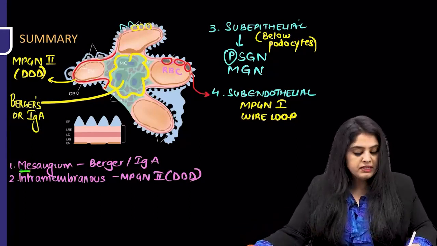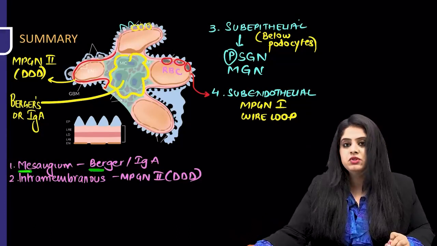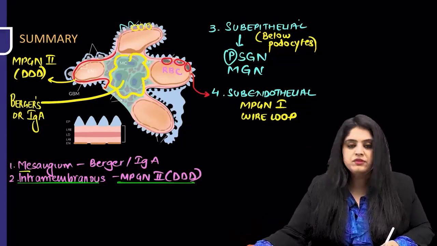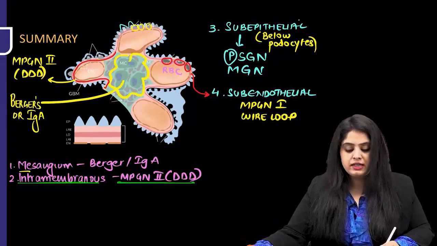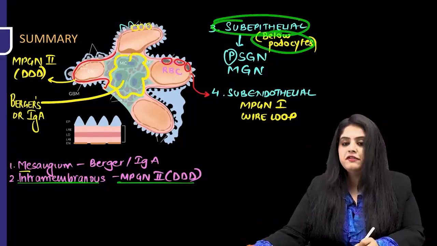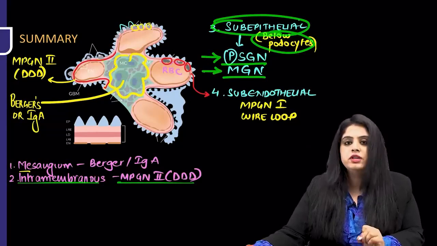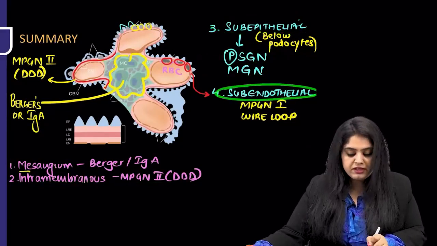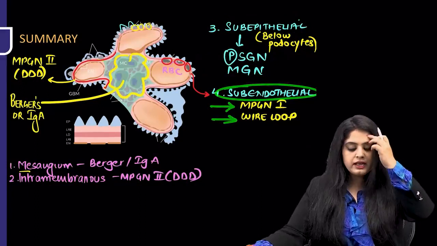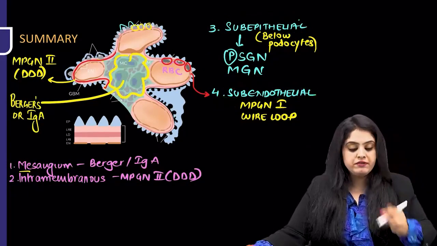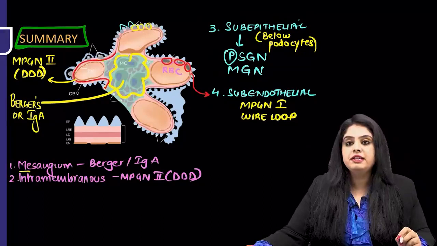Repeating. So middle में क्या था? Middle में, between में Berger's. Intramembranous, the name of the disease, dense deposit disease, MPGN type 2. Subepithelial, touch the feet. So a kid will touch the feet of an elderly person. So PSGN for kid and MGN for elderly. And whatever is left, that is subendothelial, that is MPGN type 1 and wire loop lesion. Very, very important summary that you have in kidney.